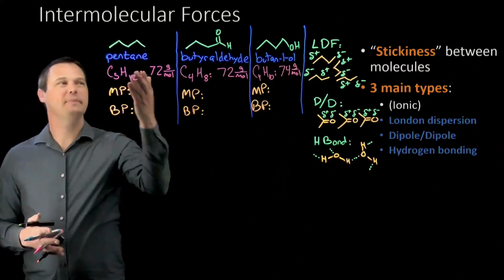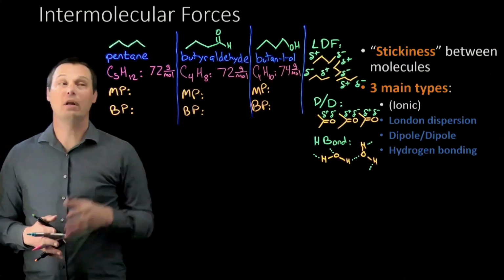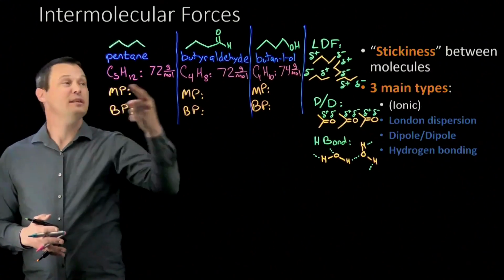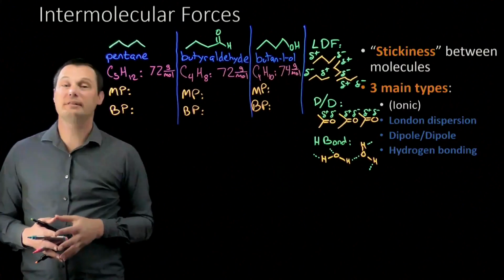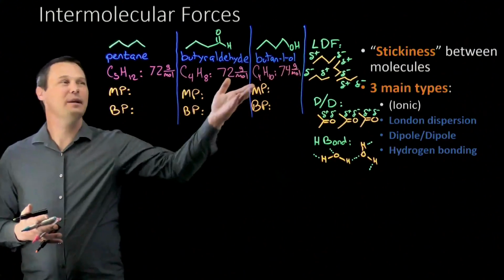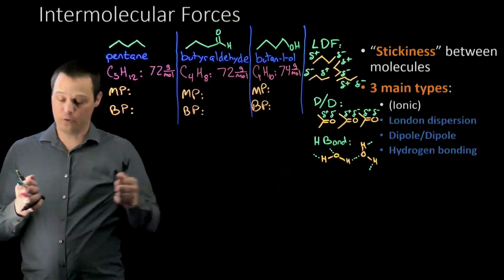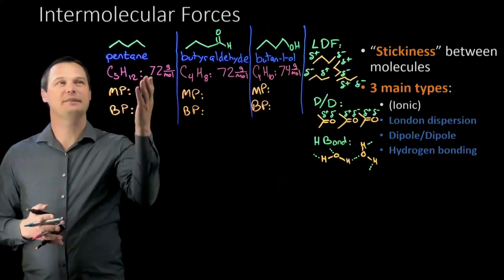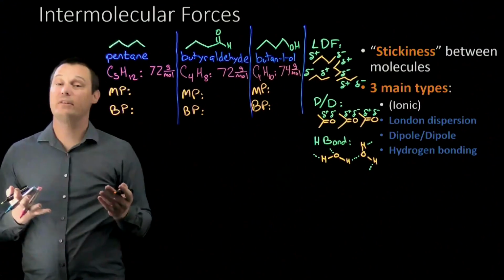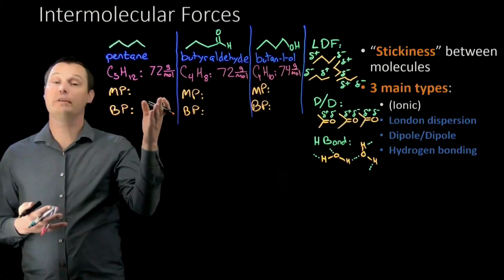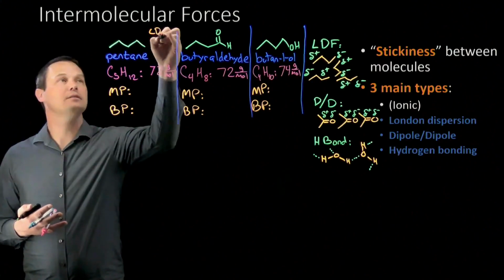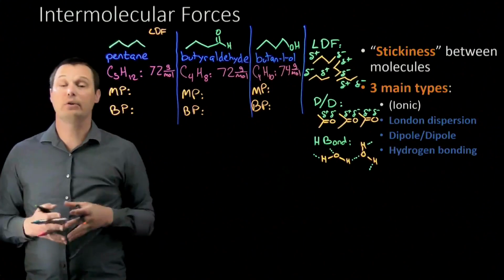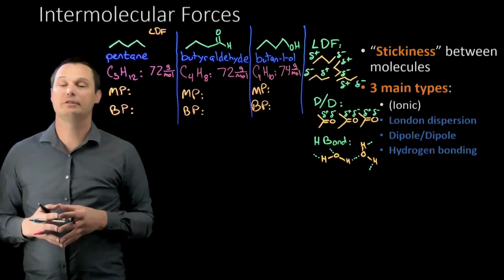If we look at the molecules pentane, butyraldehyde, and butanol, they all have essentially the same shape, essentially the same molecular formula, essentially the same molecular mass. The only real difference in these molecules is the types of intermolecular forces holding two of those molecules together. If we look at pentane, it doesn't have any polar bonds, it doesn't have any hydrogens capable of hydrogen bonding. The only intermolecular force available to pentane is London dispersion forces. Every organic molecule in the world is stuck together through London dispersion forces.